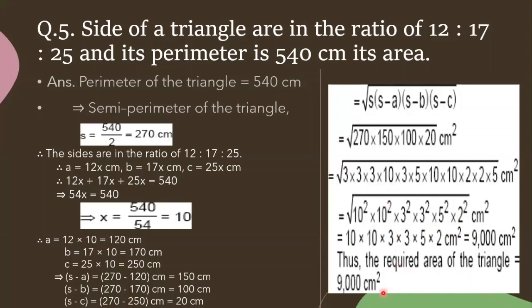Ma'am, why 2 10 squares, ma'am? Only one, no, ma'am. Here only one 10 has to be here. Yes, ma'am. So what are we getting here? 10 into 3 into 3, 900. And here 5 2s are 10. 9,000 root 10 we are getting. 10 into 10 into 3 into 3 into 5 into 2 root 10. It is 9,000 root 10.